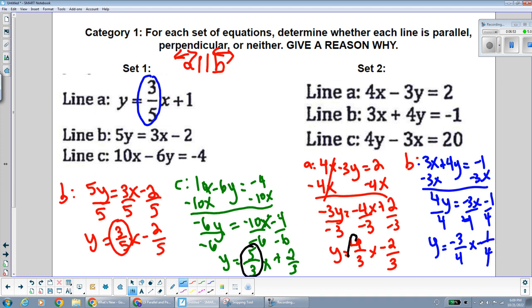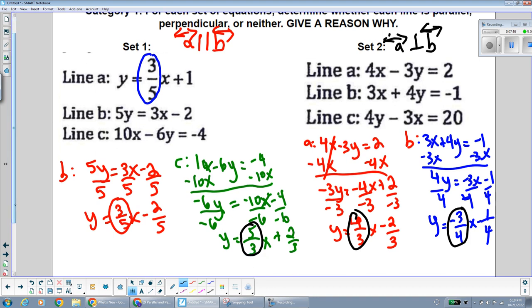So I already see line A has a slope of 4 over 3. Line B has a slope of -3 over 4. Notice that these are opposite reciprocals. To get from the slope to the slope, the fraction flipped and the sign changed. So I'm going to write line A is perpendicular to line B.